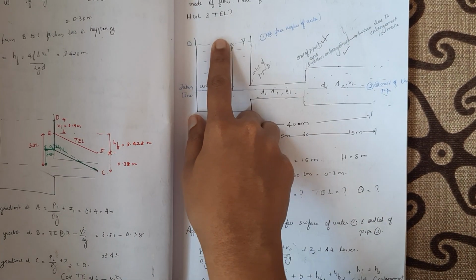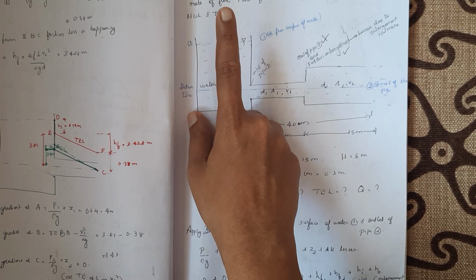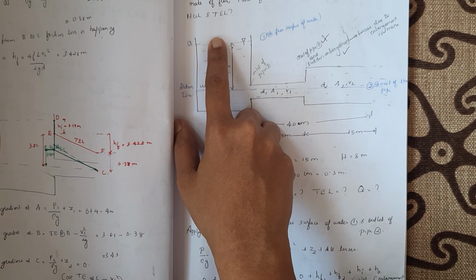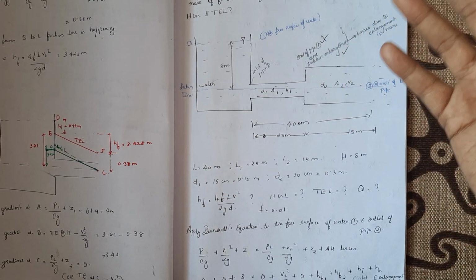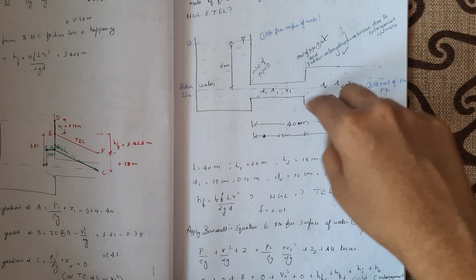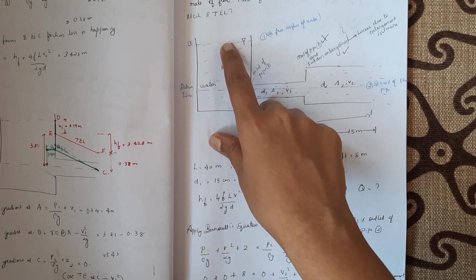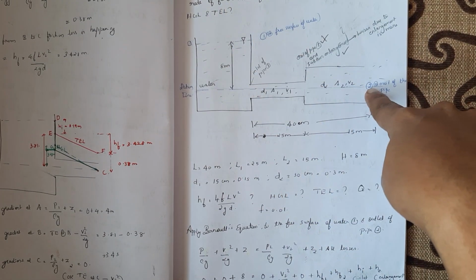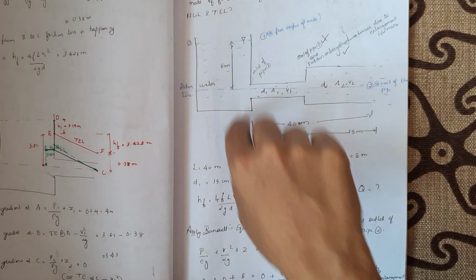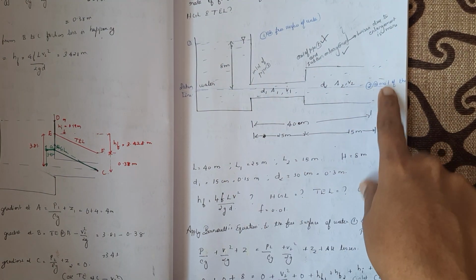At the free surface of the tank, we know that the pressure is atmospheric, 0, and at this point also atmospheric pressure is 0. So we need not find the pressure head. And then at the free surface of the tank, we know that the velocity of flow is very much less compared to that at this point. So we can neglect this also. So only V2 will be there.